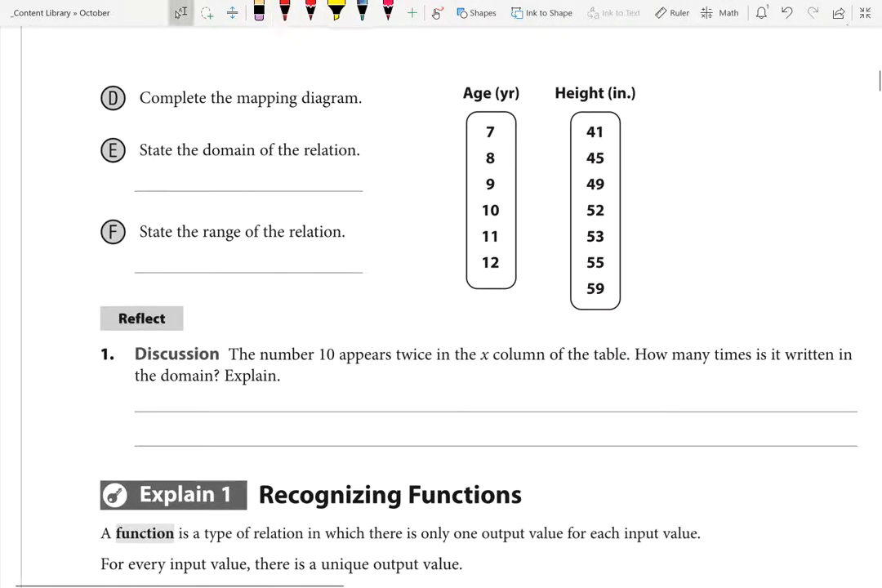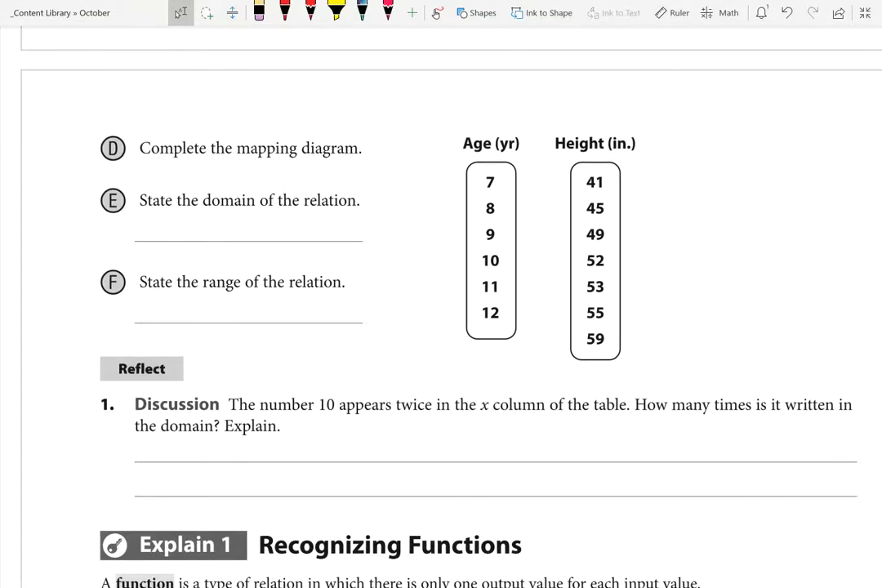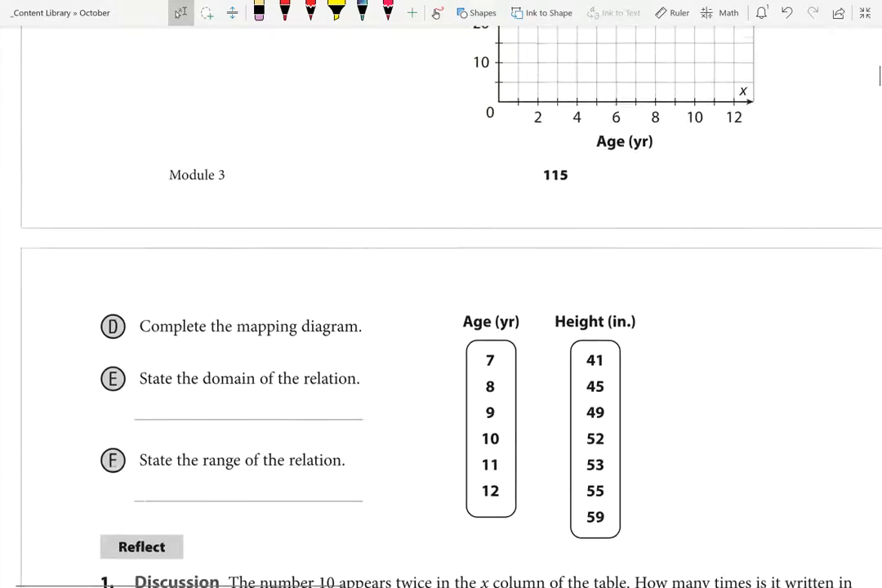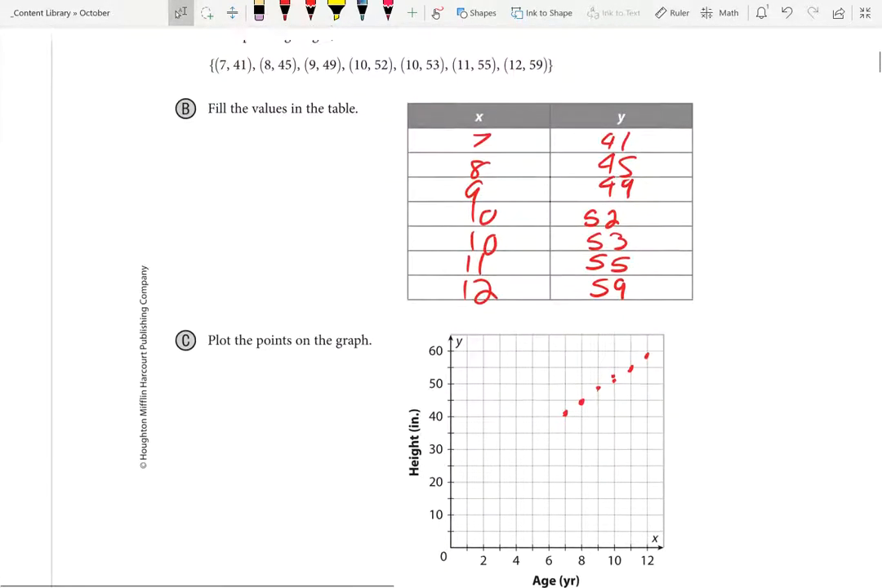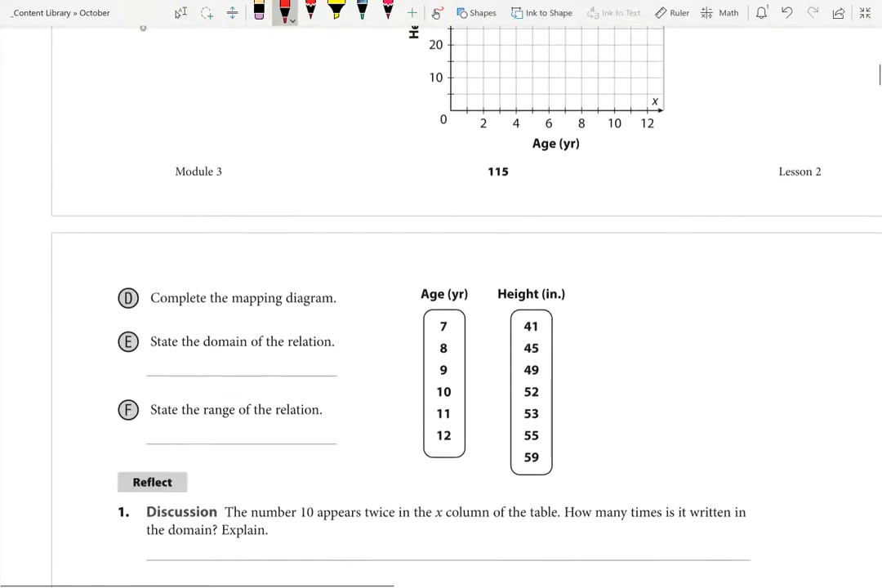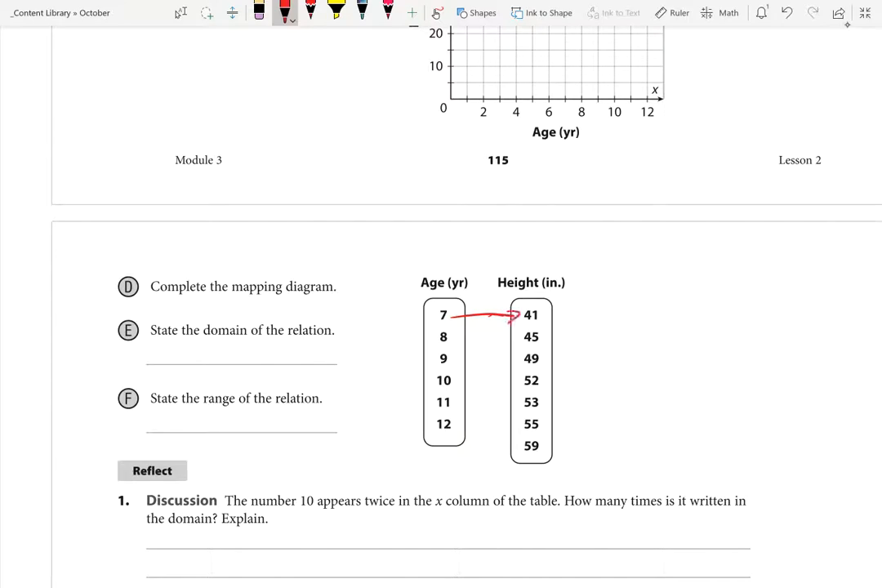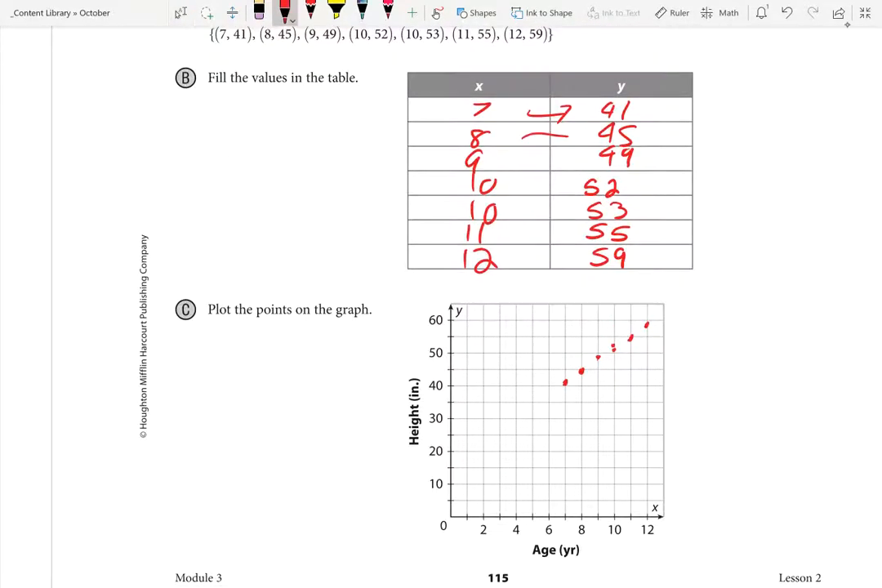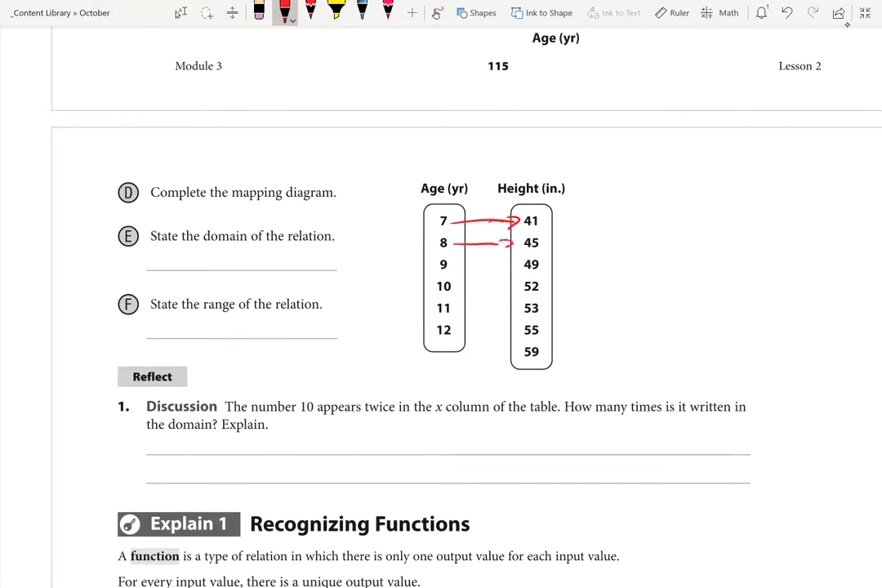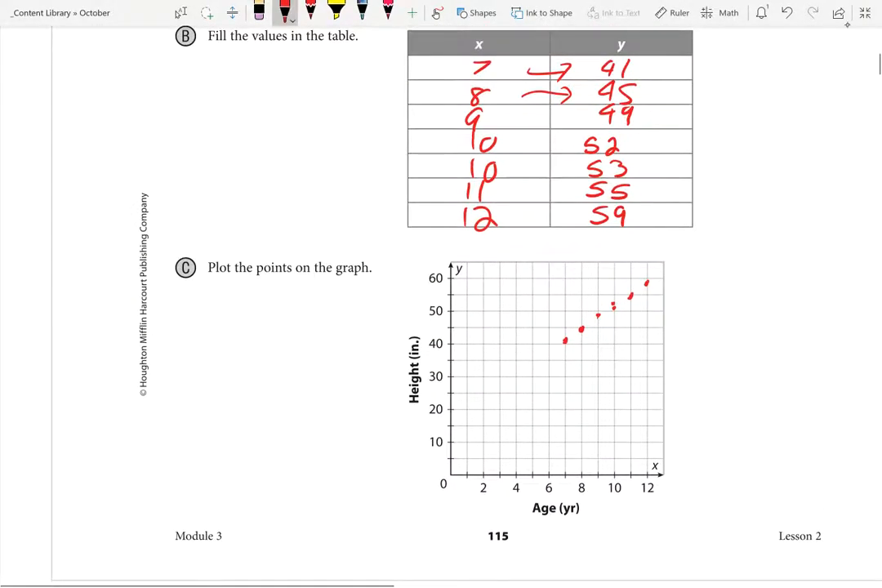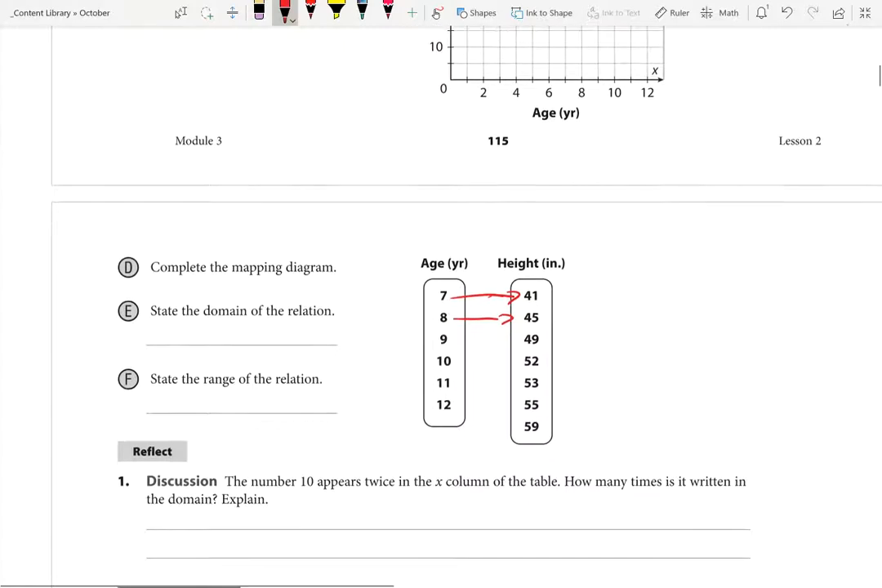Complete the mapping diagram. A mapping diagram is just how we connect the input values with the output values, or in a sense, the x values with their y values. Based on the ordered pairs that we saw earlier, 7 maps to 41, so we draw a line from 7 to 41. 8 maps to 45, so we draw a line from 8 to 45. 9 maps to 49. You can look at the table in your own book. 9 to 49. 10 goes to 52 and 53. 11 goes to 55, and 12 goes to 59.